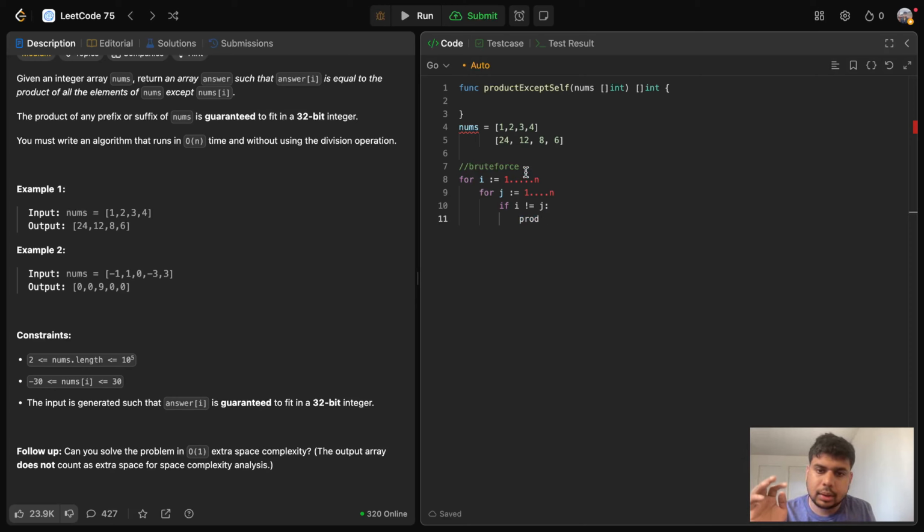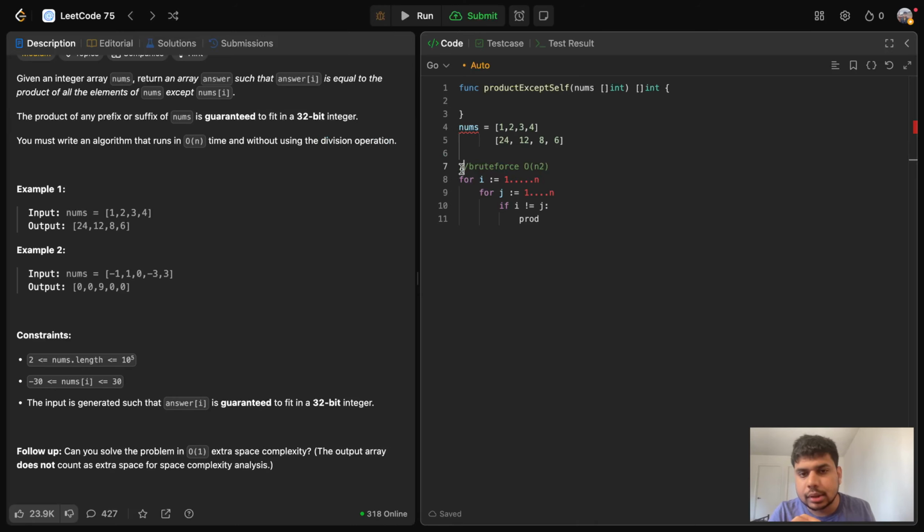Doing it like this, you would still get the right answer, but you would take n square. But they're specifically telling us not to do it in n square. You need O of n time complexity. And if you had to use division, how would you use it? You would find the product of the entire array, and then go to each position and divide by the value at that position. You would still get the answer, and it would be O of n also, but they have specifically told us not to use the division operator. So ruling both of these out, how would we do it?